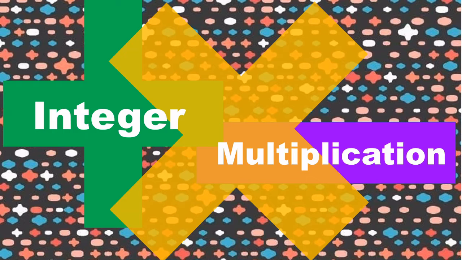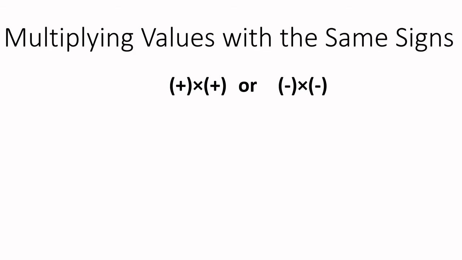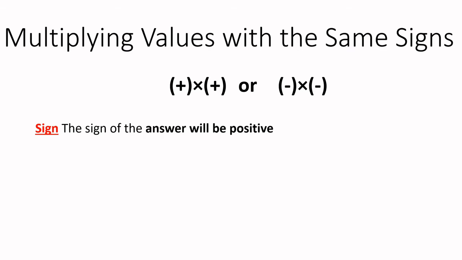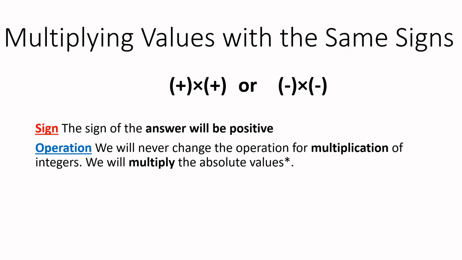Otherwise, let's just get started. First of all, when we multiply values with the same sign, so multiplying two positive numbers or multiplying two negative numbers, this should be relatively straightforward. If the signs are the same, our answer will be positive. We're still going to perform a multiplication, but we can ignore the signs and just multiply the absolute values.